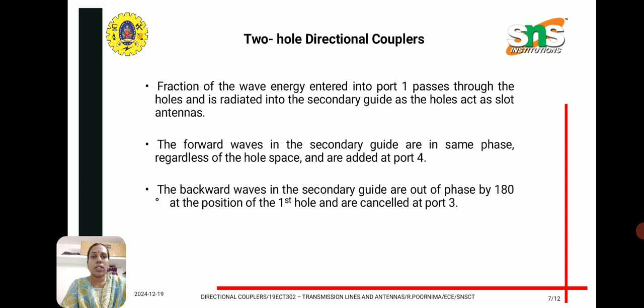A fraction of the wave energy entering port 1 passes through the holes and is radiated into the secondary guide, as the holes act as slot antennas. The forward waves in the secondary guide are in the same phase regardless of the hole spacing and are added at port 4. The backward waves in the secondary guide are out of phase by 180 degrees at the position of the first hole and are cancelled at port 3.